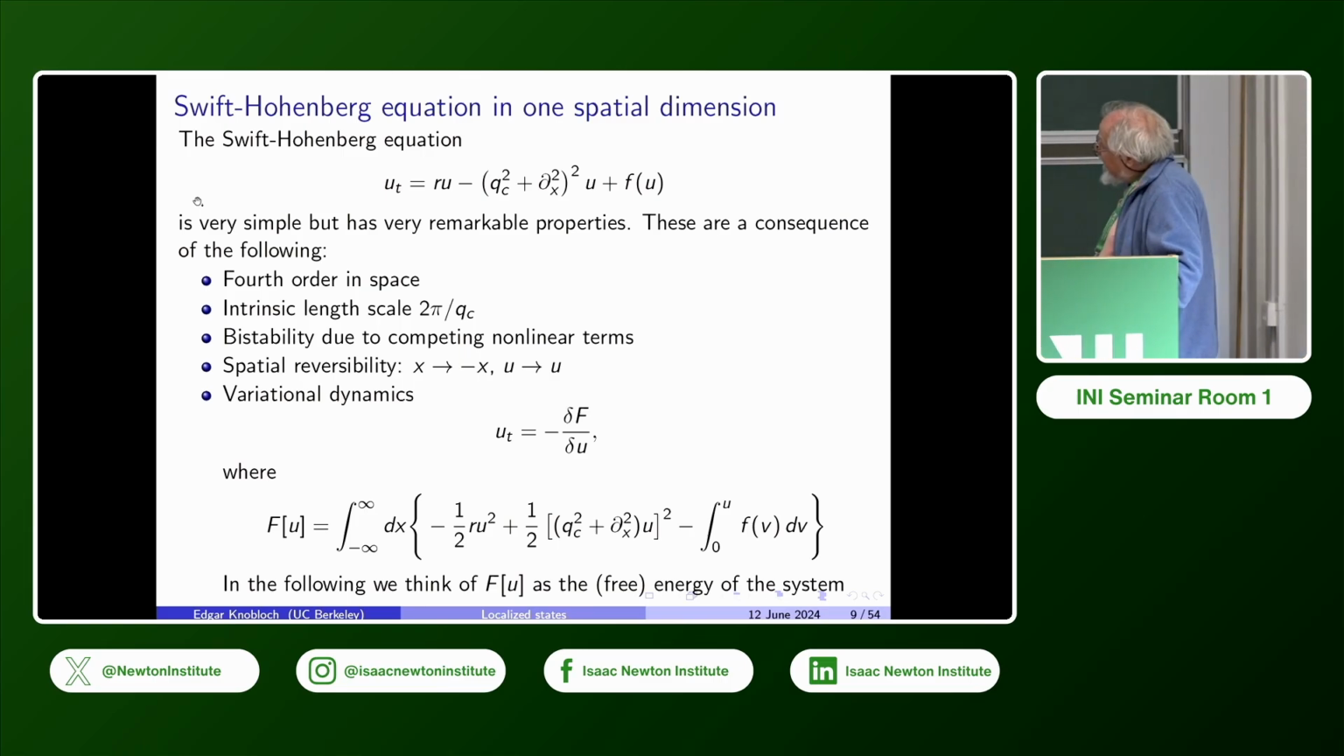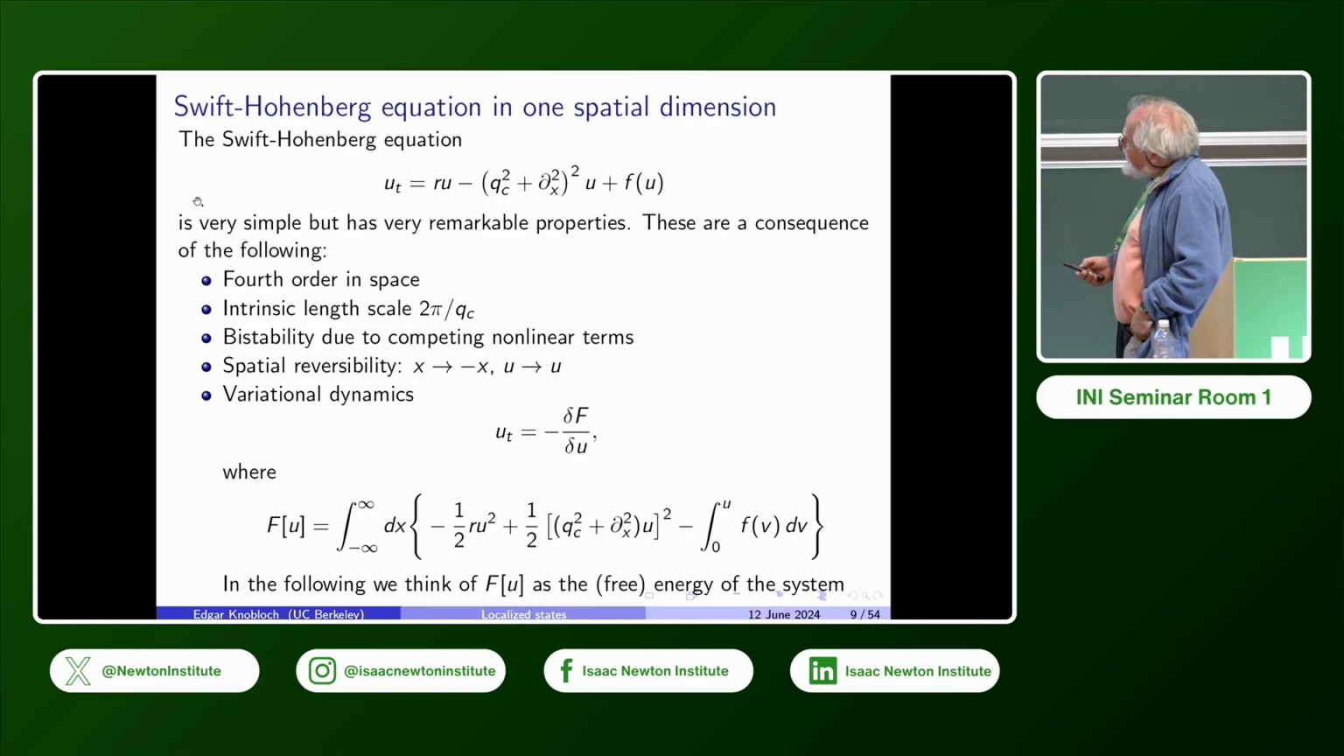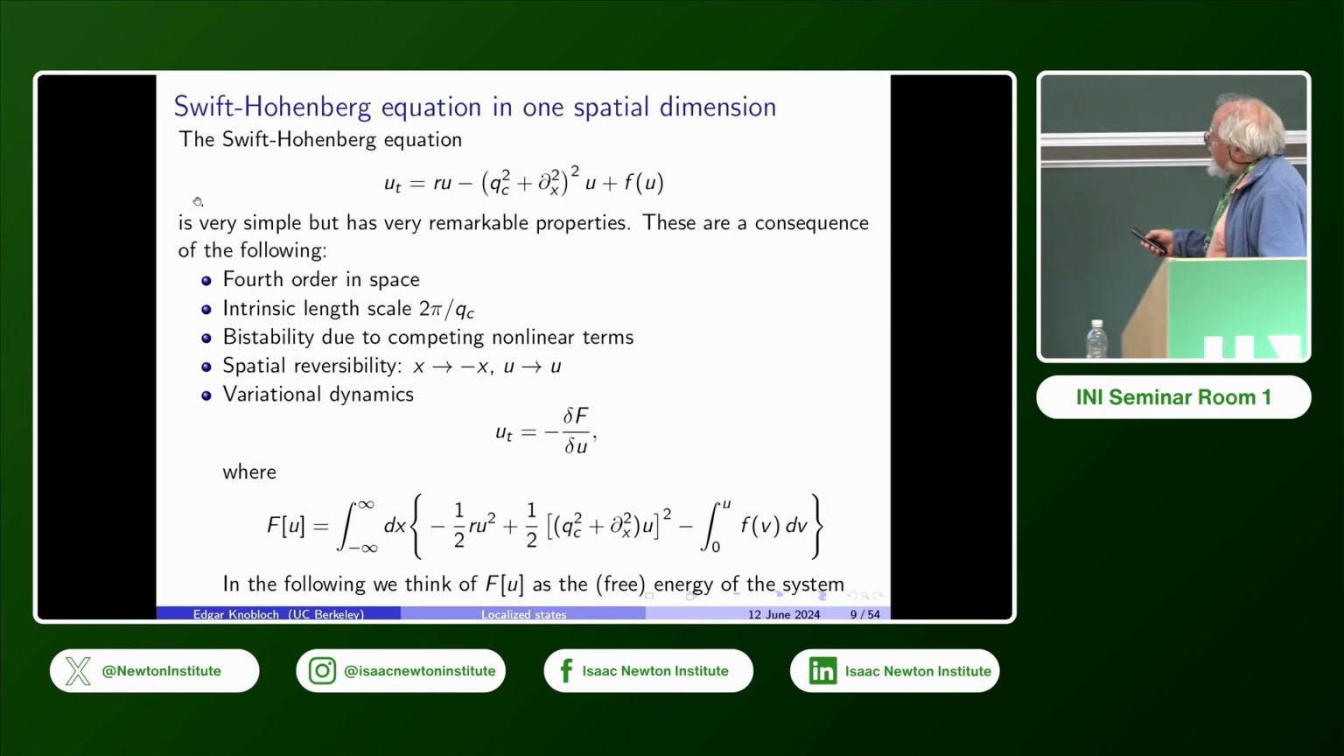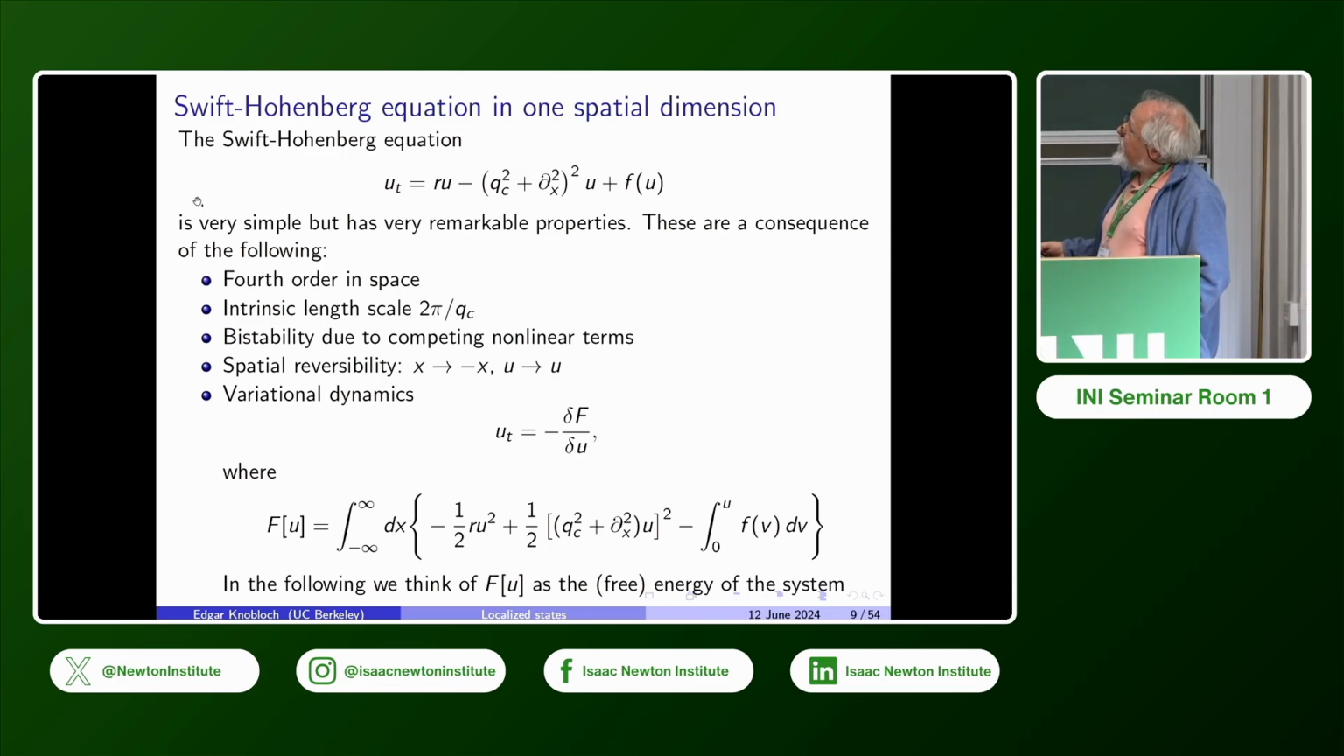So to understand the behavior of this equation, let's just look at it first in 1D. So I've written the same equation here in 1D. The important properties of the equations are that it's fourth order in space. This is essential for what I'm going to talk about. That there is this intrinsic length scale that I've already mentioned, that you have bistability due to these competing nonlinearities. And finally, what is very useful for analysis is that it's reversible in space. So in this particular case, that's a very simple symmetry, just x goes to minus x.